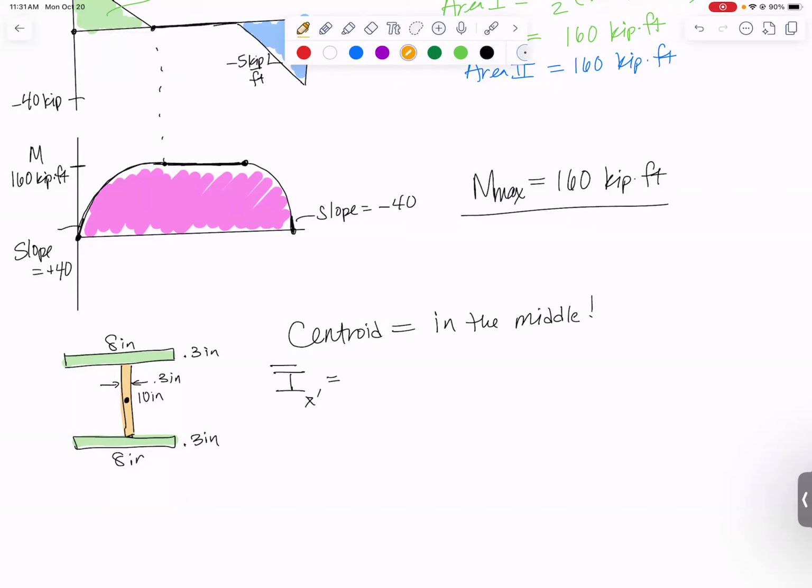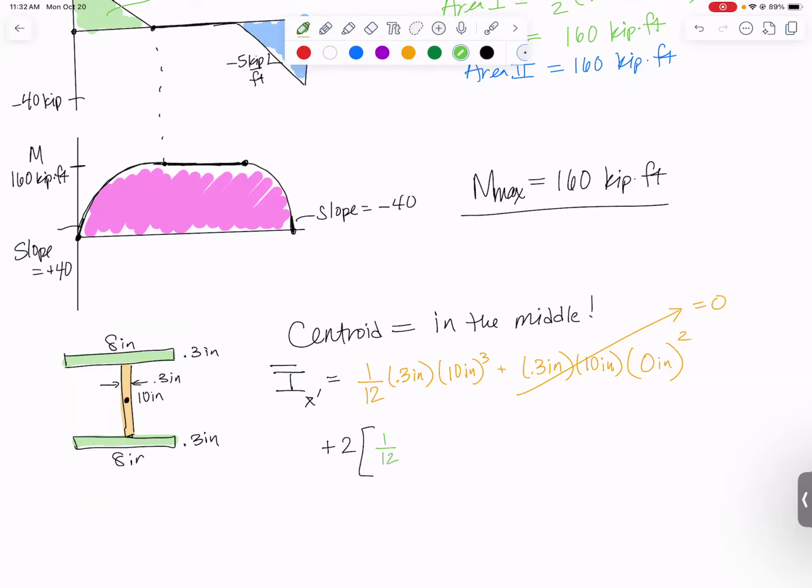So using my orange rectangle first, I need 1/12. The base is 0.3 inches and the height is 10 inches cubed. Remembering that the side that gets cubed is always perpendicular to your axis. So if your axis is this way, you're cubing the 10 inches. Then we need to add to it its area, 0.3 inches times 10 inches, times the distance between the centroid of the orange rectangle and the centroid of the whole shape. Look at that, it is 0. This is equal to 0 because you don't actually need to use the parallel axis theorem when the centroids line up. But then we're going to add 2 of these green rectangles.